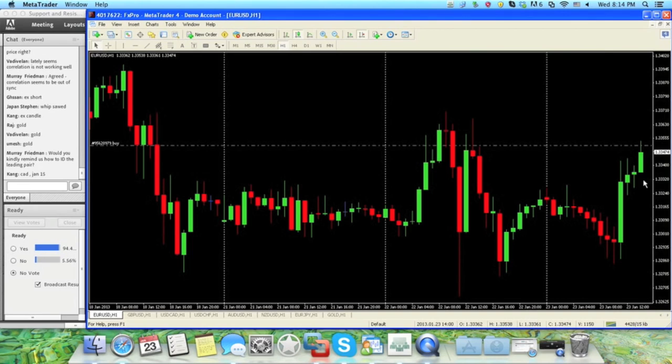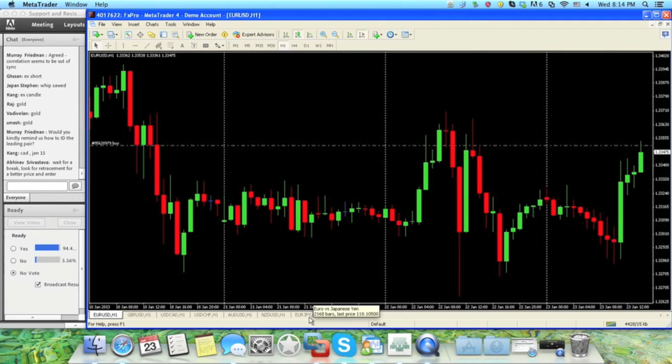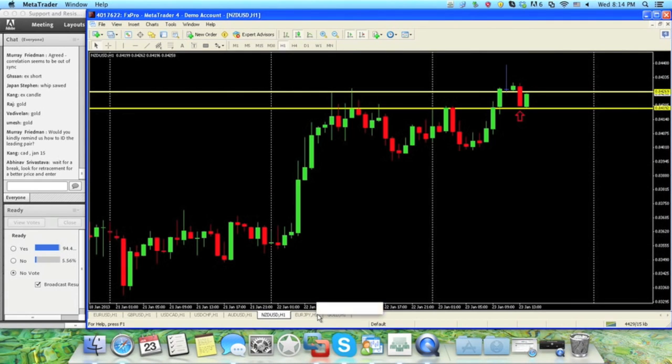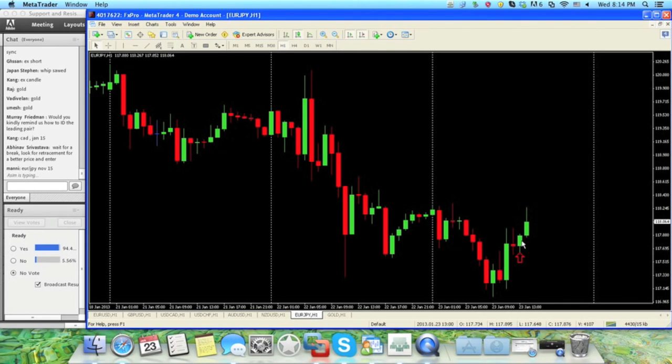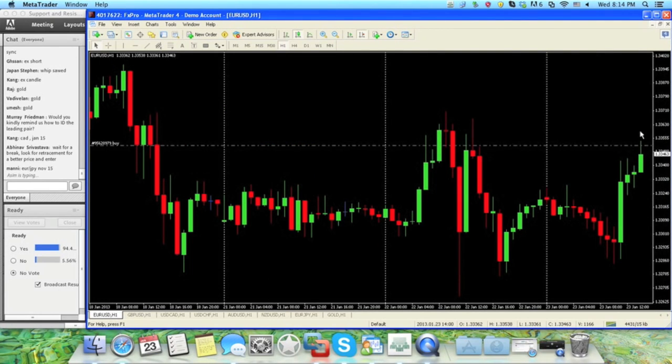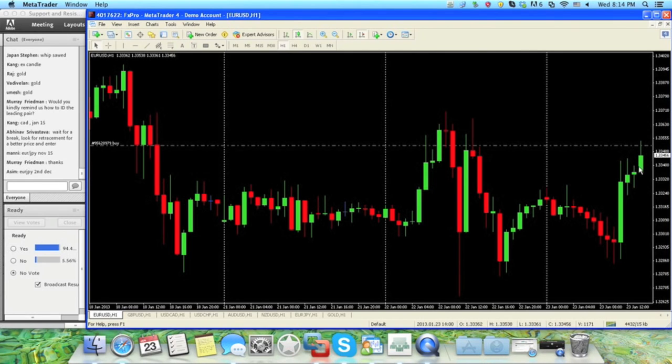Would you kindly remind us how to identify the leading pair? Yeah. In this particular case, Euro Yen was the first pair to actually tell you it wants to go long. Not even in this candle, the last candle tells you it wants to go long. So Euro Yen is the leading pair. Now Euro USD needs a lot of steam to go out of this area, so we wait and see. So far it's a pretty big candle.